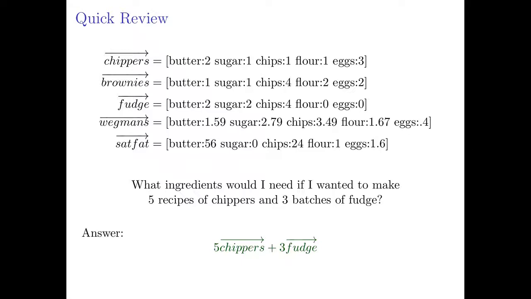If you take the vector of the chippers and multiply it by 5, that's essentially going to multiply every element by 5, which is going to give me another vector which tells me how much of each ingredient I'm going to need to make 5 chocolate chippers. And then it's just a matter of doing that for the fudge, adding them together. And the final thing is going to give me back a vector which tells me I need 16 sticks of butter, 11 cups of sugar, 17 packs of chocolate chips, 5 cups of flour, and 15 eggs, or whatever it turns out to be.